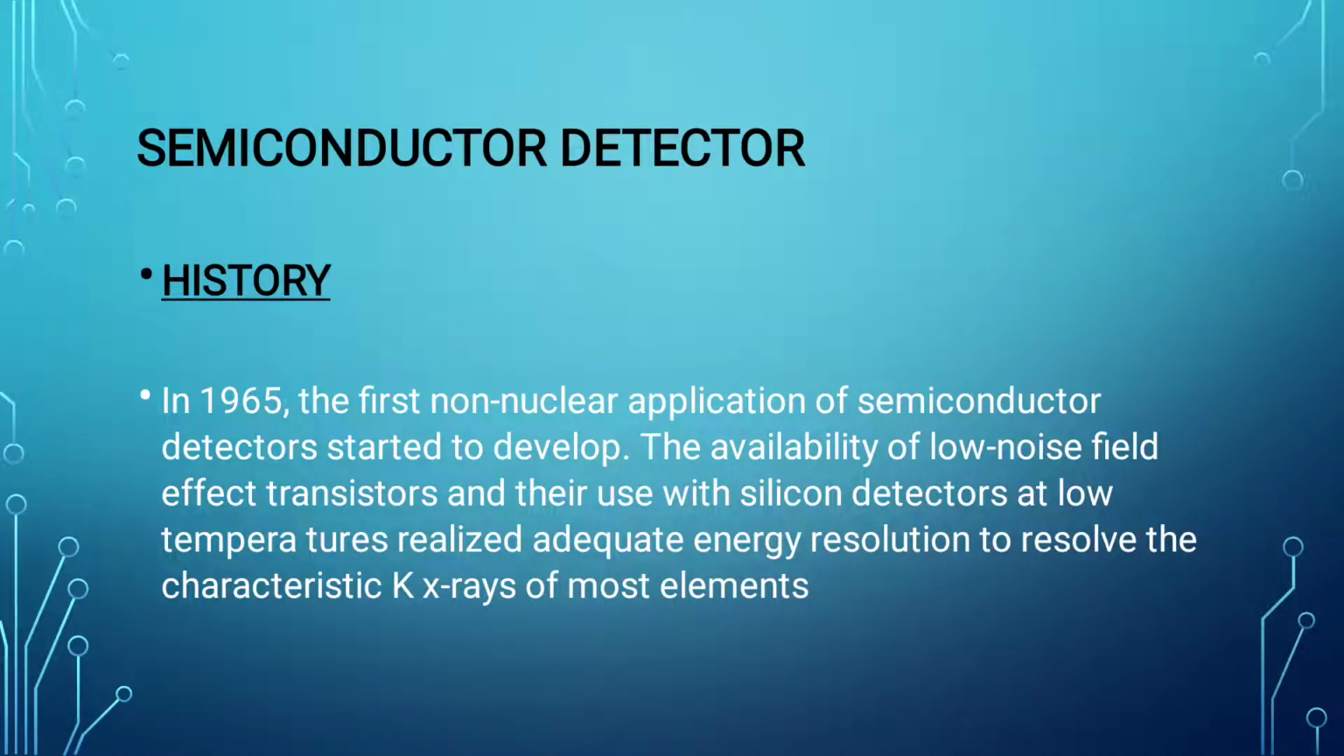History of semiconductor detector. In 1965, the first non-nuclear application of semiconductor detectors started to develop. The availability of low noise field effect transistors and their use with silicon detectors at low temperatures realized adequate energy resolution to resolve the characteristic X-rays of most elements.